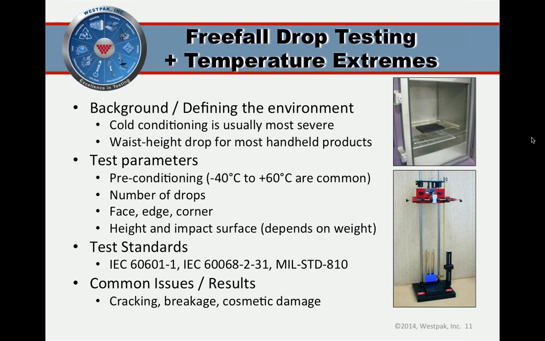Some variables are the number of drops, or number of drops per sample. For severity, it's good to do every face, edge, and corner, or at least a subset of those. And then also to specify the height, as I previously discussed, and the impact surface. The most severe are generally very hard, so steel plate or concrete or something similar. However, they may be overly severe for your application, so things like a wood floor or a carpet sample or laminate tile floor generally are a little bit less severe, and it's all going to depend on your sample.